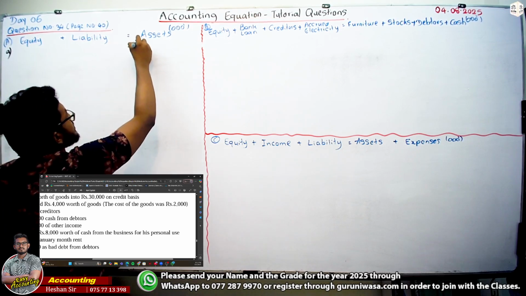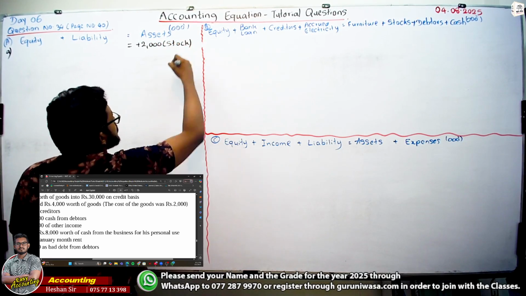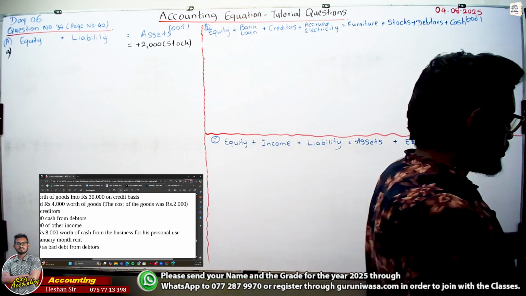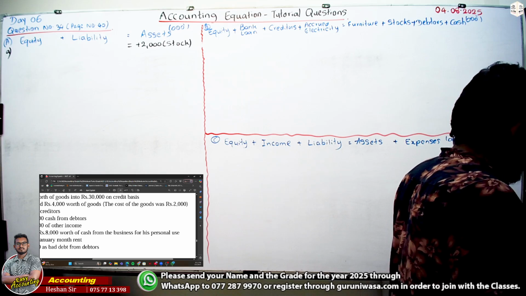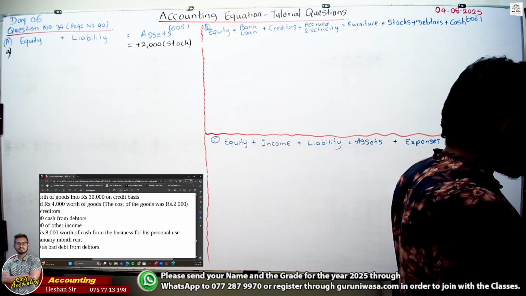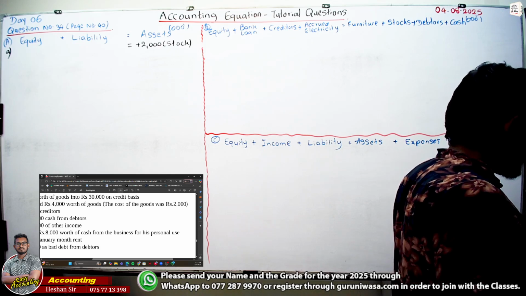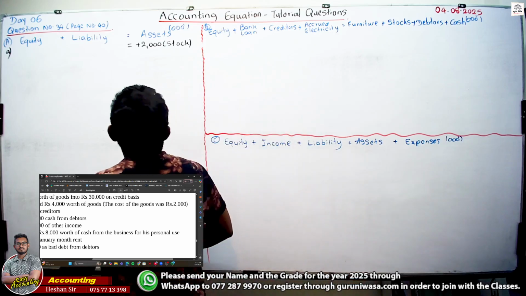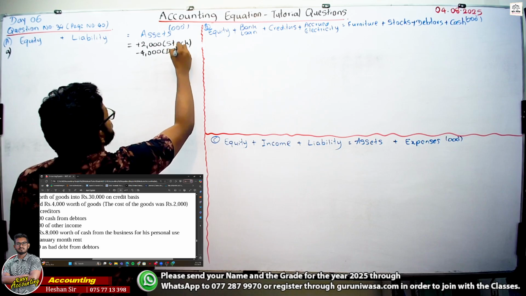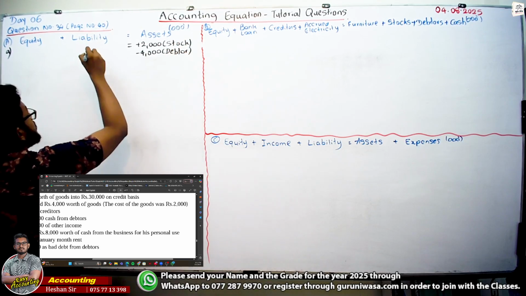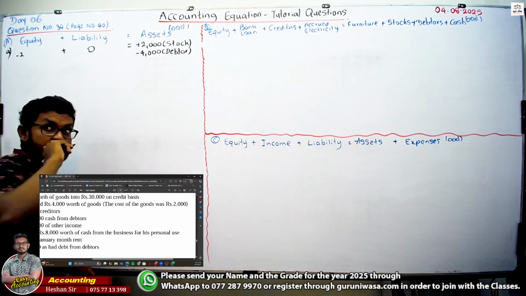So again our stock asset increased by 2000. Why? We receive the goods back, right? So our debtor asset decreased by 4000. Why? We sold the goods for 4000, right? And further our stock now decreased by 2000. We use thousands.